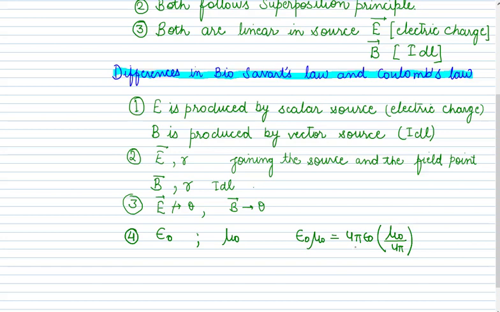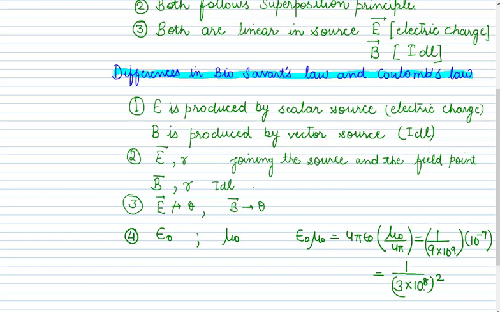So 1 upon 4 pi epsilon naught we write down as 9 into 10 to the power 9. So this is equal to 1 upon 9 into 10 to the power 9. And mu naught is equal to 4 pi into 10 to the power minus 7. So mu naught upon 4 pi will have the value of 10 to the power minus 7. So if you calculate this value, if you take the 7 down, then 9 plus 7 is 16. So this is the square of 3 into 10 to the power 8, whole square, because this will give you 9 and this will give you 16.